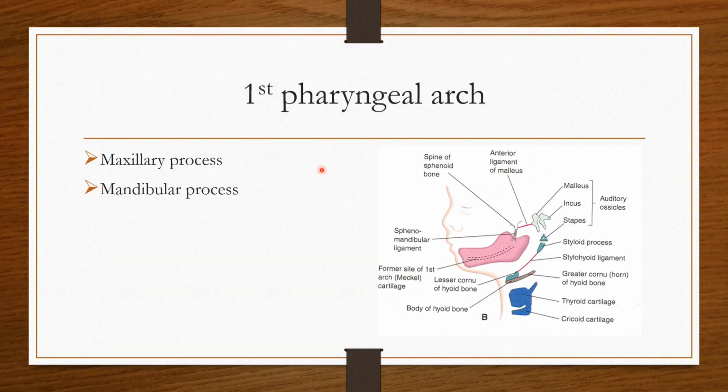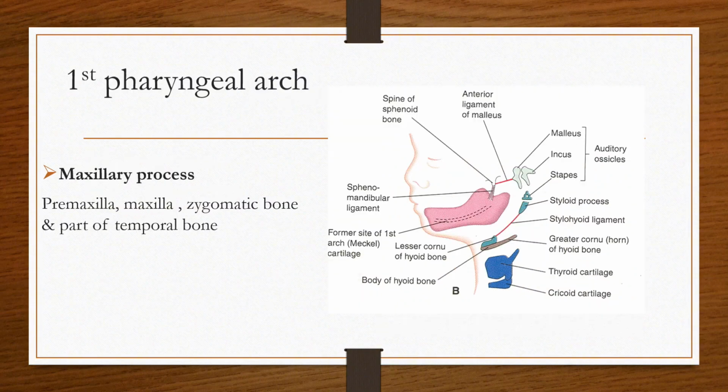Now, the first pharyngeal arch has the maxillary process and the mandibular process, and the maxillary process forms the premaxilla. In this area, the premaxilla forms a small piece of bone, which later fuses with the maxilla, and from here the incisor tooth is attached. Then the maxilla, the zygomatic bone and part of the temporal bone are formed from the maxillary process. These are the skeletal components of the first pharyngeal arch.